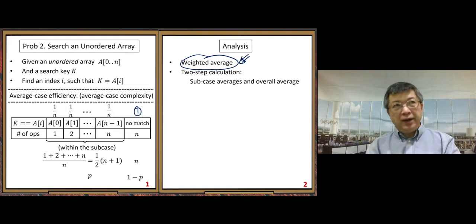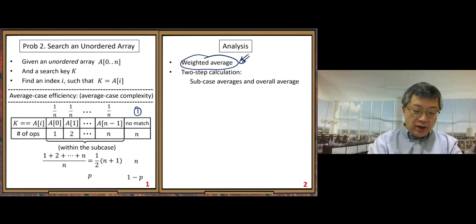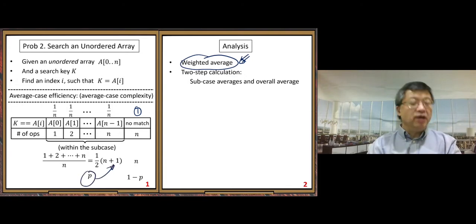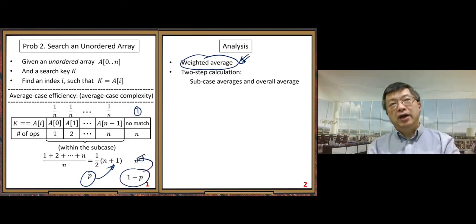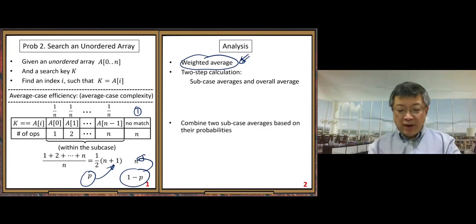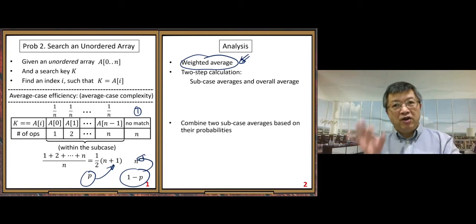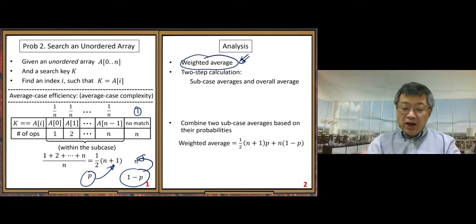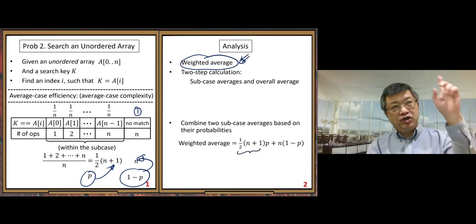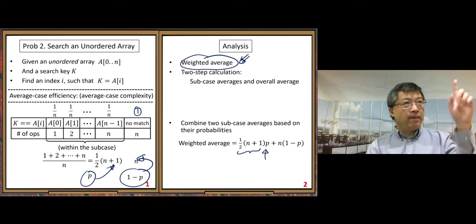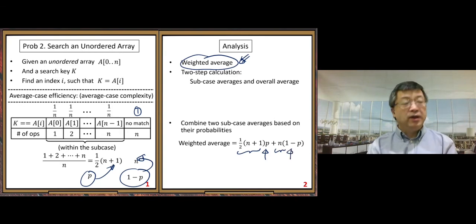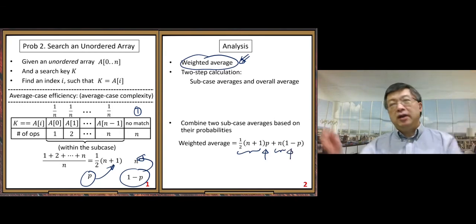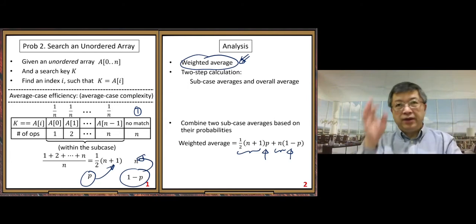Now it is time to do the weighted average. So what is the weight? The weight of the first subcase is P. The weight of the second subcase is 1 minus P. So we combine this way. The formula for the weighted average is: the number of comparisons of the first subcase multiplied by its weight, plus the number of comparisons of the second subcase multiplied by its weight. Adding together, we get the final answer.